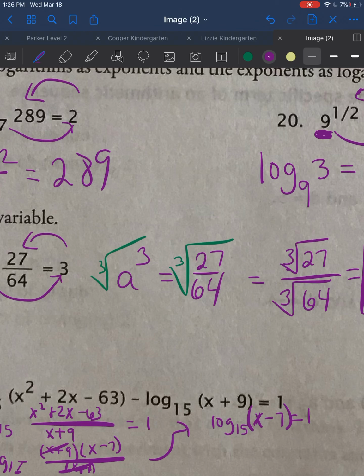We can now do our swirl. We've got one log. Once you have one log, you can rewrite into swirly form. So we'll say 15 to the first power equals x minus 7. 15 to the first power is just 15. So to get x by itself, we'll add 7 to both sides. So x is equal to 22. Boop, boop, boop, boop, boop.